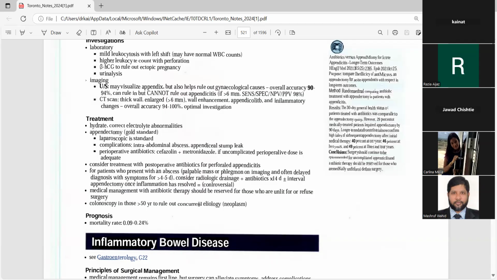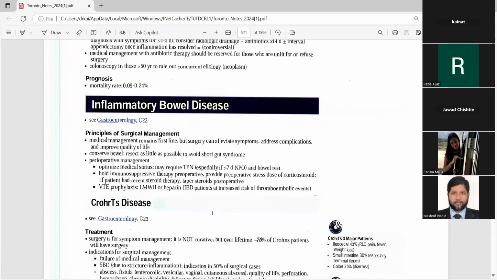Colonoscopy in those more than 50 to rule out any concurrent neoplasm and stuff. Then IBD and all those cases. I would suggest IBD is basically the complications like upper GI bleed or having some sort of constipation that can present in emergency medicine. Crohn disease or ulcerative colitis itself is not going to present. The signs and symptoms can present, and then you have to approach the signs and symptoms, because Crohn disease and ulcerative colitis are not treated in emergency medicine practice.